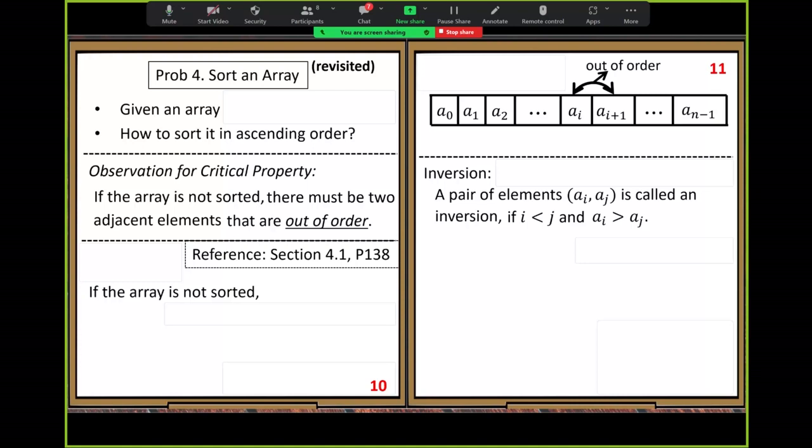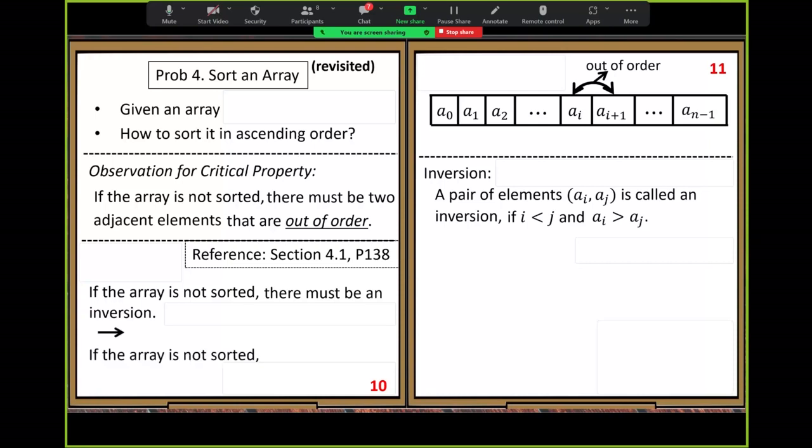So if the array is not sorted, there must be an inversion, right? Is it true? If an array is not sorted, then there must be an inversion. Think about that. You can find a pair that is out of order, just an arbitrary pair. You check all the pairs, and there must be at least one of them that is out of order. Then the array is not sorted. That simple property.